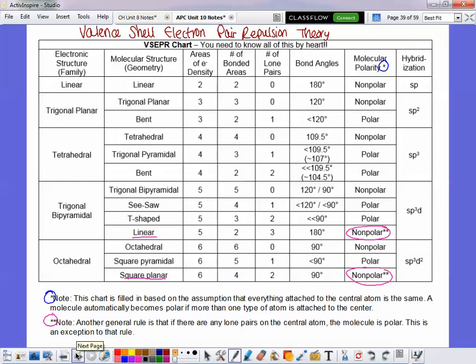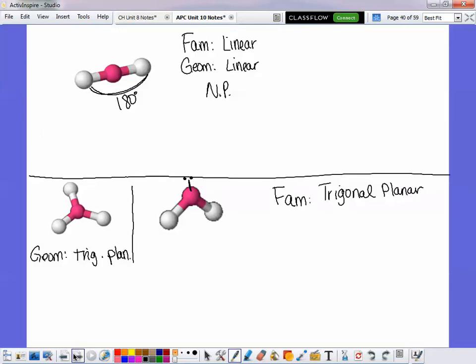It's when you start adding lone pairs, when you start moving bonded pairs to be lone pairs, that the shape changes slightly. So this is trigonal planar. The bond angles between these atoms are 120 degrees and typically nonpolar. Again, unless all those atoms connected are not the same.